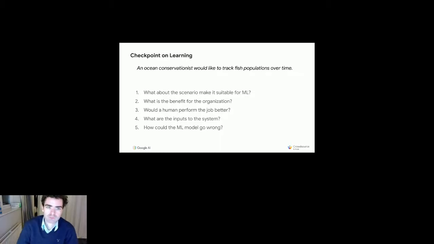Checkpoint on learning. Another one. An ocean conservationist would like to track fish populations over time. You can see immediately that this is going to be a tough one because the ocean conservationist is an expert, so replacing his model is going to be difficult. What about the scenario makes it suitable for ML? The uncertainty.